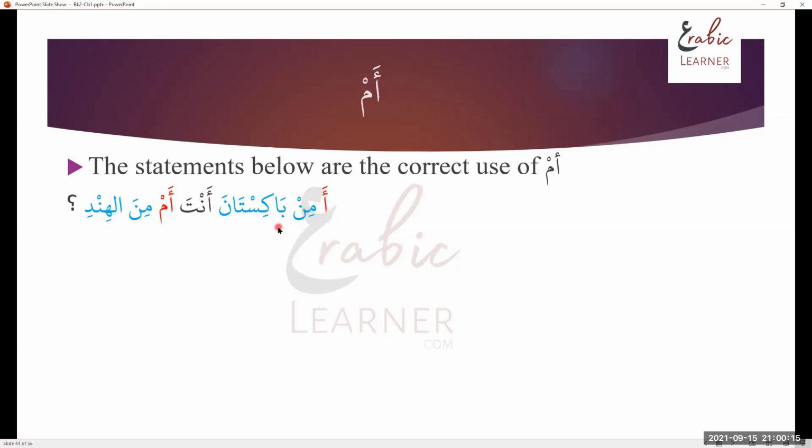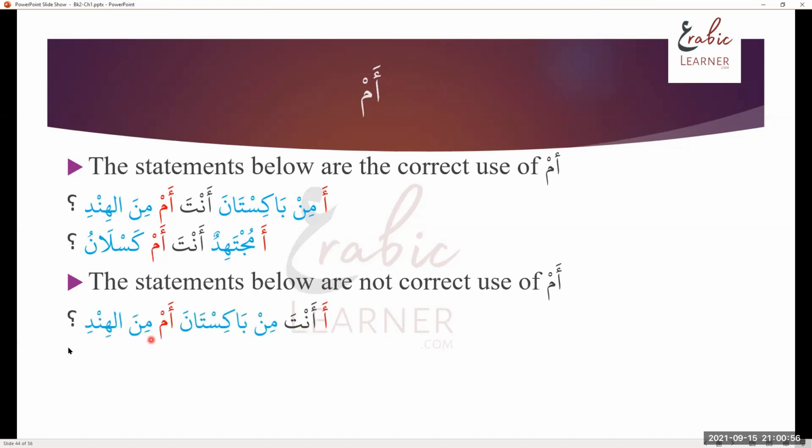So this is correct. And your answer should not be yes or no. There will be confusion. If someone asks you, are you from Pakistan or India, and you say yes, the answer is not clear. The person hearing your answer will be confused. So you will give a full answer. Your correct answer will be ana min al Hindi or ana min Pakistana. That's how the answer should be, fully correct. Now it is incorrect to say anta min Pakistana am, or anta mujtahidun am kaslanu. These sentences are grammatically incorrect. Clear? Okay.